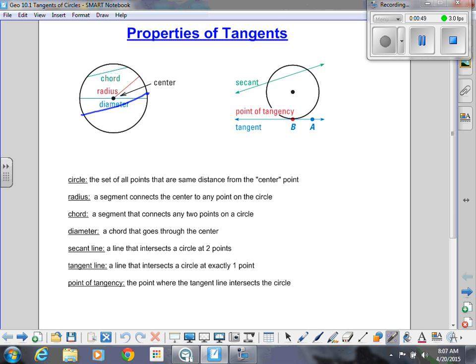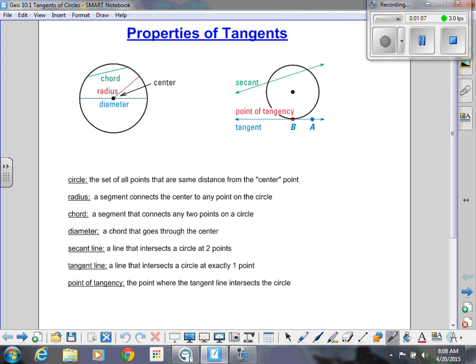And then a diameter is simply a chord that goes through the center. So the diameter still connects 2 points on the circle, but it also goes through that center point. Okay, and again, you know what diameter is, but that's a definition now knowing the word chord.